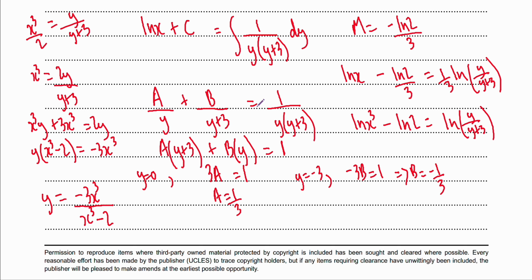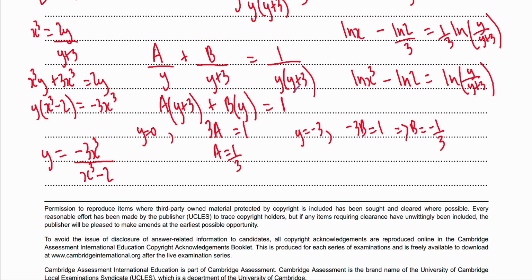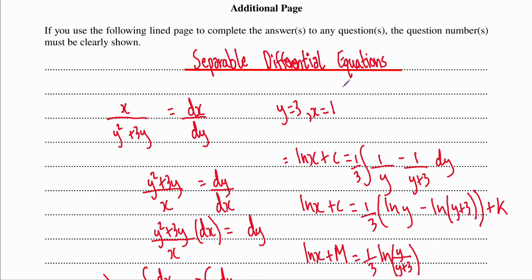Let's see if our initial conditions worked. So when we said when y is equal to 3, x is equal to 1. So when x is equal to 1, we would have negative 3 divided by 1 minus 2, which is negative 1. So negative 3 divided by negative 1, which is positive 3. And that is what we said y was.